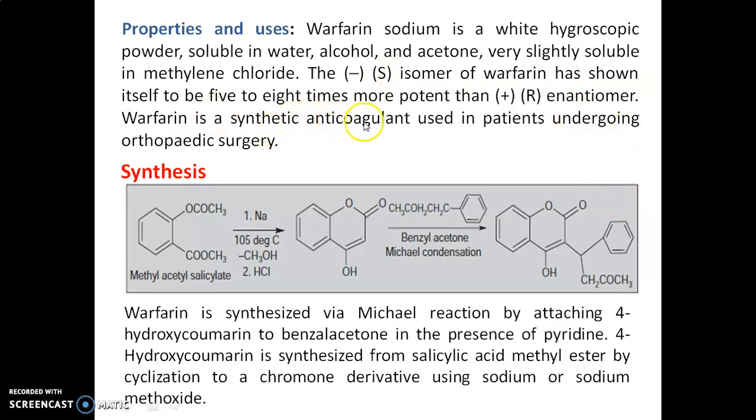Warfarin is a synthetic anticoagulant used in patients with orthopedic surgery, while the S isomer of warfarin has shown itself to be 5 to 8 times more potent than the R isomer. Now we are going to see the synthesis. Warfarin is synthesized via Michael reaction. This is the synthesis of warfarin.